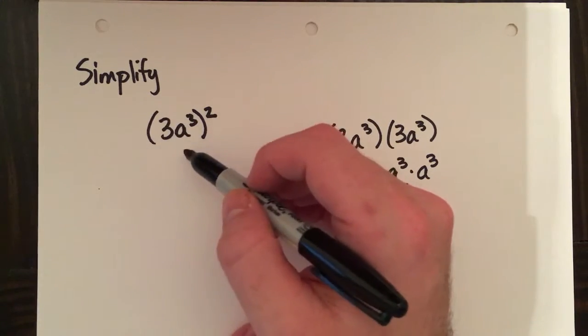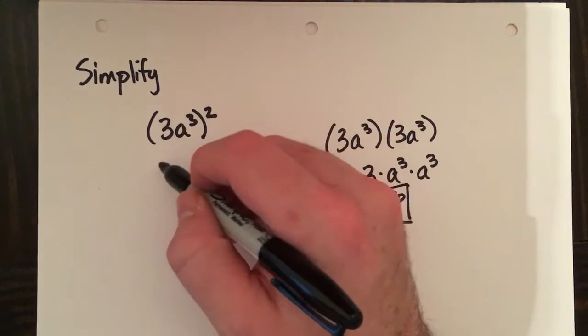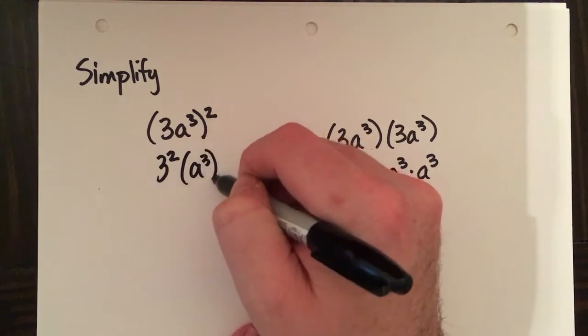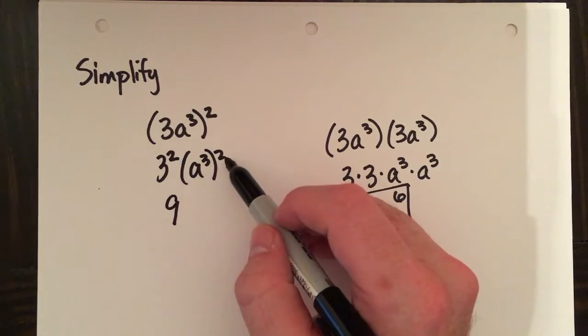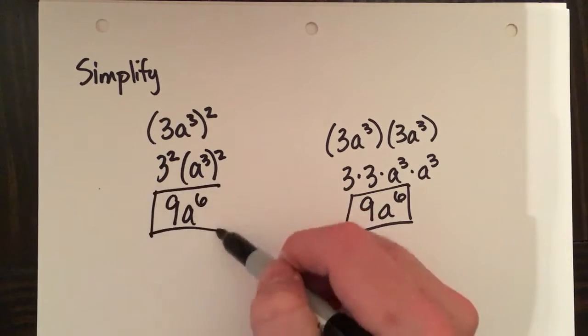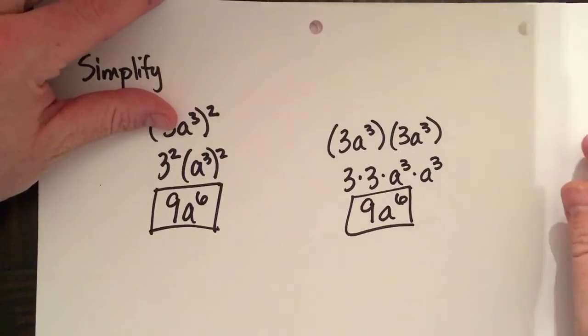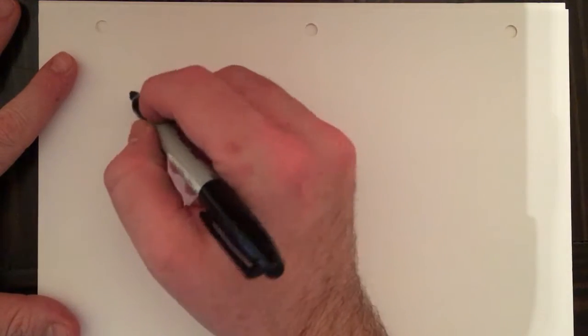If this had been 3 plus a to the third, you couldn't do this. But that becomes, you distribute the 2 to the 3, so it's 3 to the 2, and a to the third to the 2. Well, 3 to the 2 is 9, and a power to a power, the rule is you multiply. So a to the 3 times 2 is 6. Now, it really doesn't get much harder than that. That's the rule that you apply every time. The only kind of curves that can be thrown is if you have a negative exponent or a negative number. But let's just do a couple more.